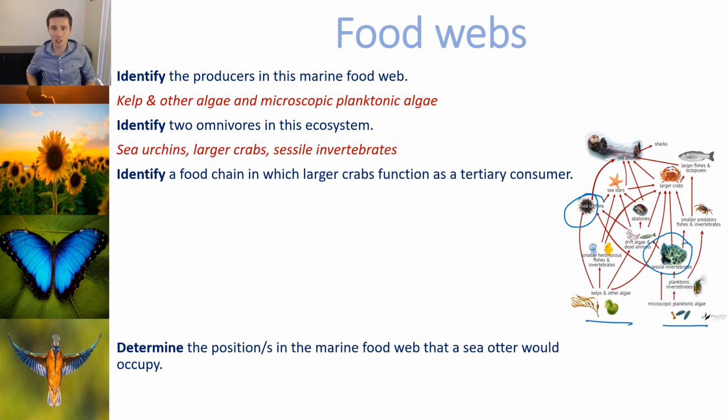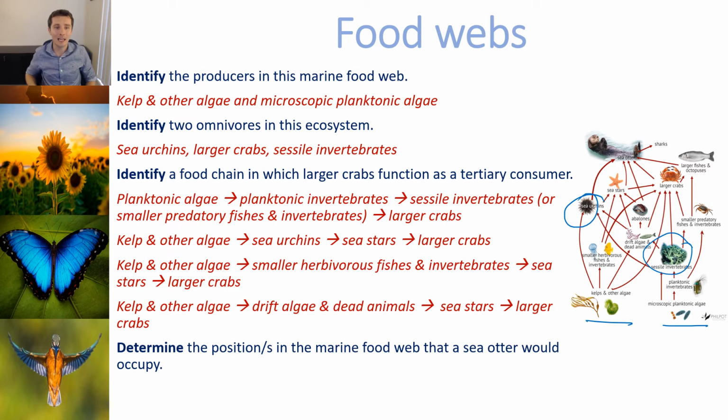Identify a food chain in which larger crabs function as a tertiary consumer. So a tertiary consumer is one that consumes secondary consumers, which obviously consume primary, which consume producers. Looking at one that stands out right away, just directly linear here, we've got our microscopic planktonic algae, our planktonic invertebrates as primary, sessile invertebrates as secondary, larger crabs as tertiary. But there's a variety of other ways you could have gone. Okay, so if you look through there, you'll find several others where the crab is that tertiary that you can put down. You can see some of the answers there.